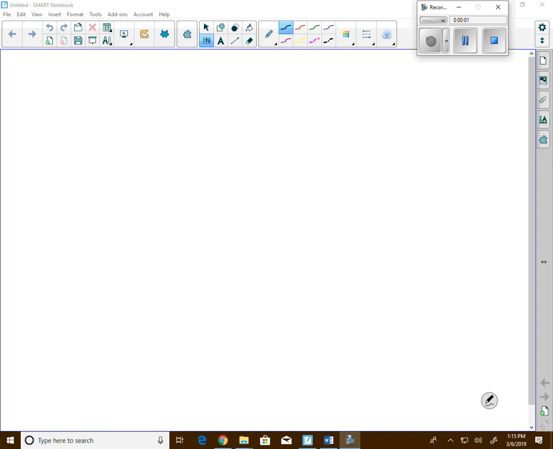Looking at using the tangent function to find a side of a right triangle. But first of all, we need to remember a name, and that name is, and we spell it, SOHCAHTOA.